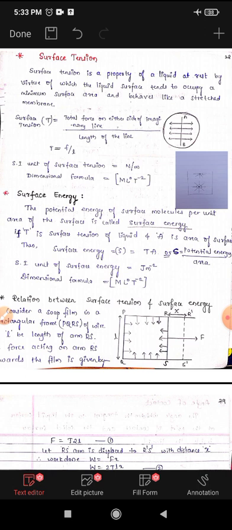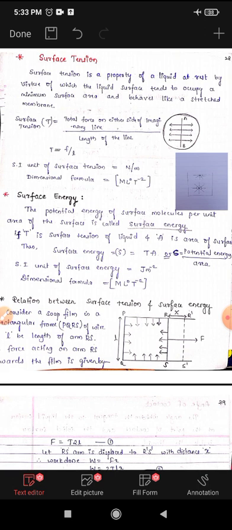When the liquids get a spherical shape, then they will have a minimum surface area. So to have a minimum surface area, the surface of the liquid behaves like a stretched membrane. That is, the surface of the liquid is stretched towards its ends, so as to have a minimum surface area. And that stretching force that exists on the surface of the liquid is known as the surface tension.